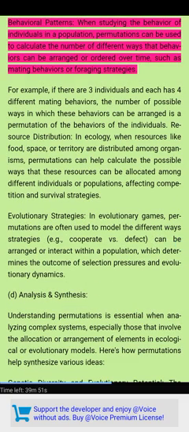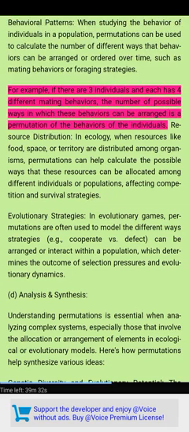Behavioral patterns. When studying the behavior of individuals in a population, permutations can be used to calculate the number of different ways that behaviors can be arranged or ordered over time, such as mating behaviors or foraging strategies. For example, if there are 3 individuals and each has 4 different mating behaviors, the number of possible ways in which these behaviors can be arranged is a permutation of the behaviors of the individuals.